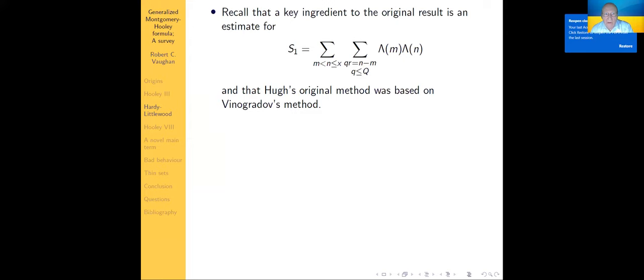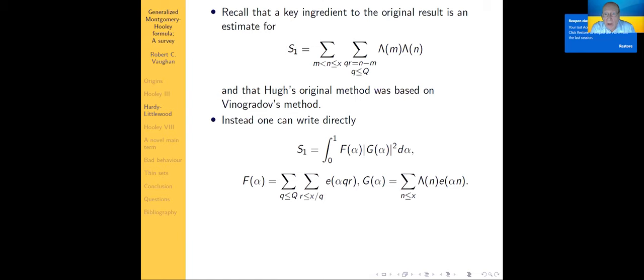Okay, so let me go back to the sum S1 and go back to Hugh Montgomery's original idea of basing things on Wiener-Gradl's method. Well, this sum S1, you can write it as an integral with exponential sums. If you take f of alpha to be this sum, q less than or equal to capital Q, r less than or equal to x over q, e of alpha qr, and then g of alpha to be the corresponding generating function for the von Mangoldt function, and use the orthogonality of the additive characters to compute this integral, you can see you've got exactly S1. What Hugh did was equivalent to applying Wiener-Gradl's method to one of the functions g, and then the rest of the integral basically by Parseval's identity, or Cauchy-Schwarz and Parseval's identity.